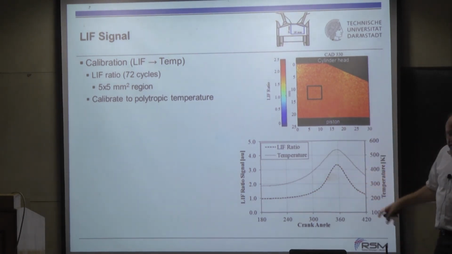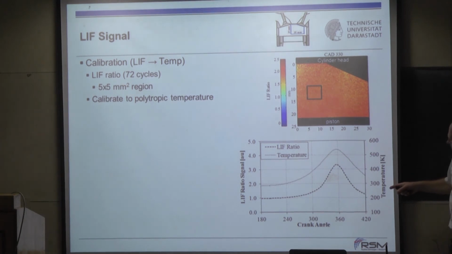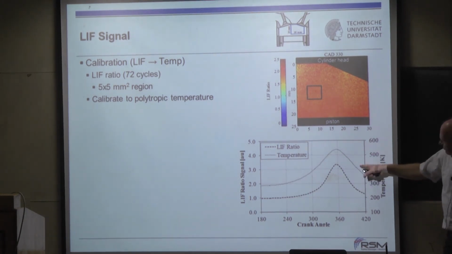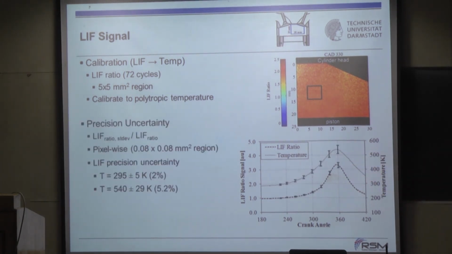And having simultaneously the temperature from the pressure trace over there with a certain variation, we can deduce the precision. At room temperature, we are around 5 plus minus 5 Kelvin, 2%. At higher temperatures, at 540, we are around 5%, 5 to 6%. That is the kind of limitation we have with this high speed thermometry based on the ratio.